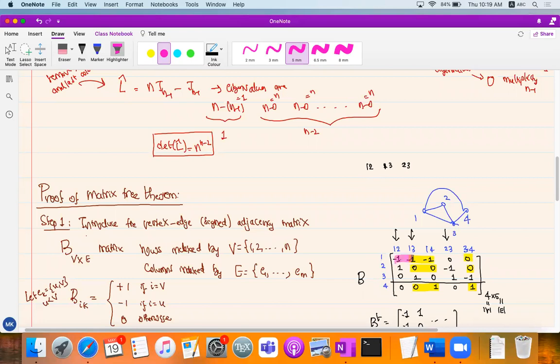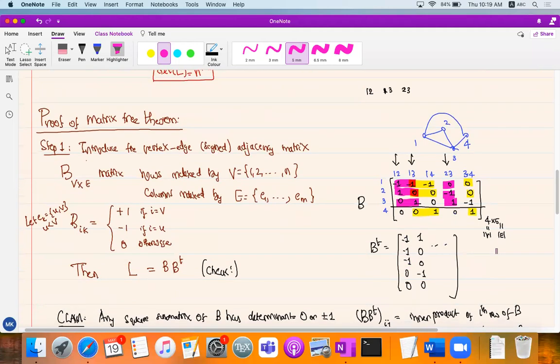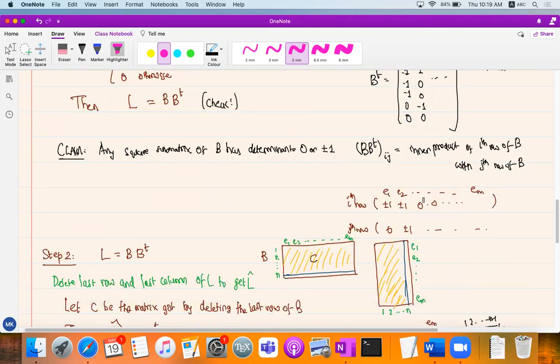I'm taking this square submatrix. Is its determinant equal to 0? It should be 0, right? 1,2, 1,3, 2,3 do not form a spanning tree. But do you see that its determinant is 0? Why? The sum of rows or columns is 0. Exactly. The sum of rows or columns is 0. So that's the idea.